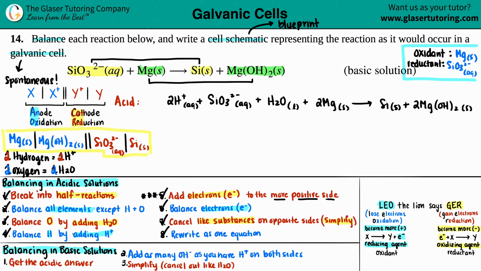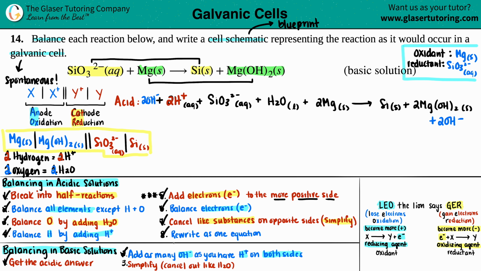So step 1, already done. Get the acidic answer. Now from there, we're going to add as many OH minuses as you have H pluses, and you've got to be fair, you've got to add them on both sides. So I scan here and I say, oh, I have 2 H pluses. So how many OH minuses are you going to add? You add the same amount. If you have 2 H pluses, you're going to add 2 OH minuses. But I have to add it on this side as well, 2 OH minuses. And now step 2 is done.